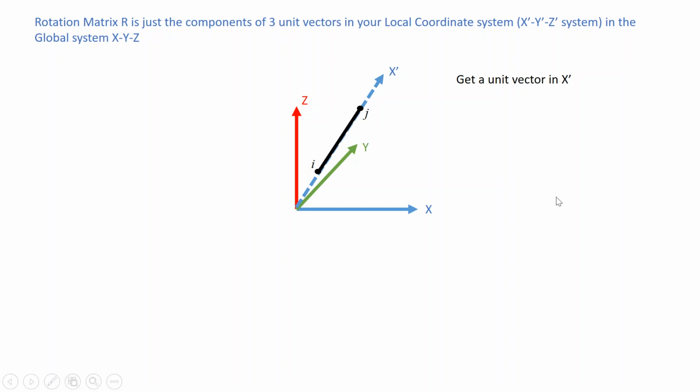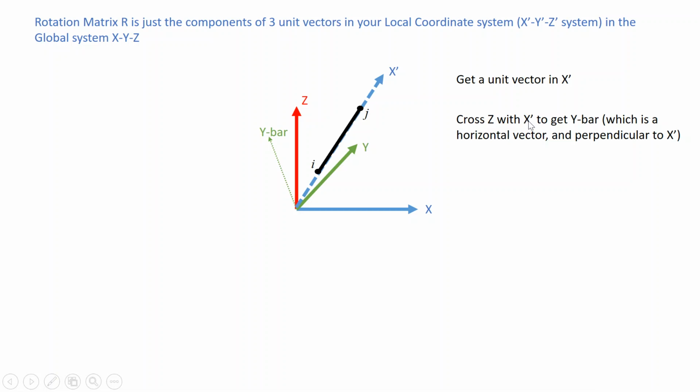This is kind of math, kind of tricky. The first one is that you're going to cross z with x prime. Not x prime with z, but z with x prime, because of the right-hand rule, you want to get a y bar, you have to do z cross x. Then you got a vector that's perpendicular to both of them, which is y bar. It will be horizontal. You're like, why is it horizontal? Because it's perpendicular to z, and z is vertical. And it's perpendicular to x.